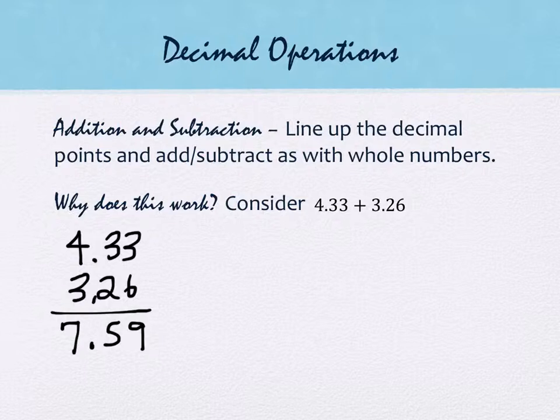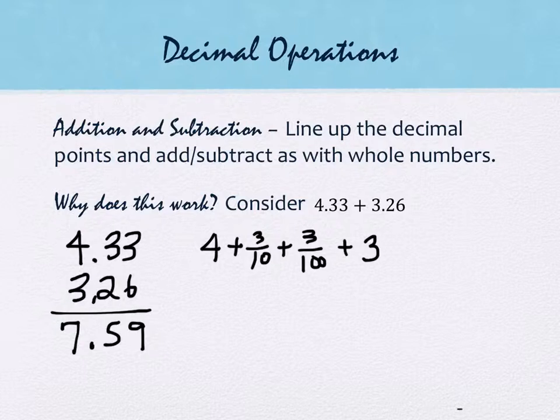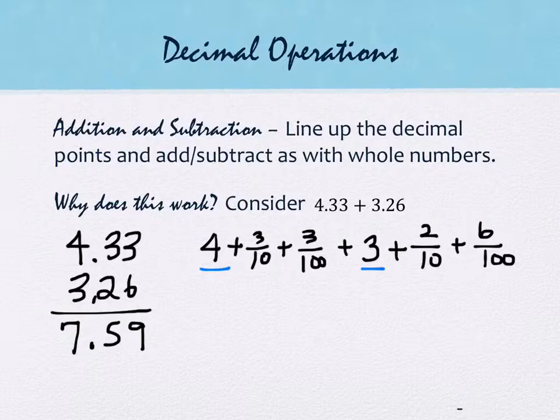What I would like for us to consider though is, why does this work? So we're going to think of 4 and 33 hundredths as 4 plus 3 tenths plus 3 hundredths. Sort of a decimal expansion kind of view, like we did with the base 10 stuff when we were looking at section 7.1. Then I've got 3 plus 2 tenths plus 6 hundredths. And then we're going to add alike the ones that are the same kind of values. So 4 plus 3, of course, is 7.